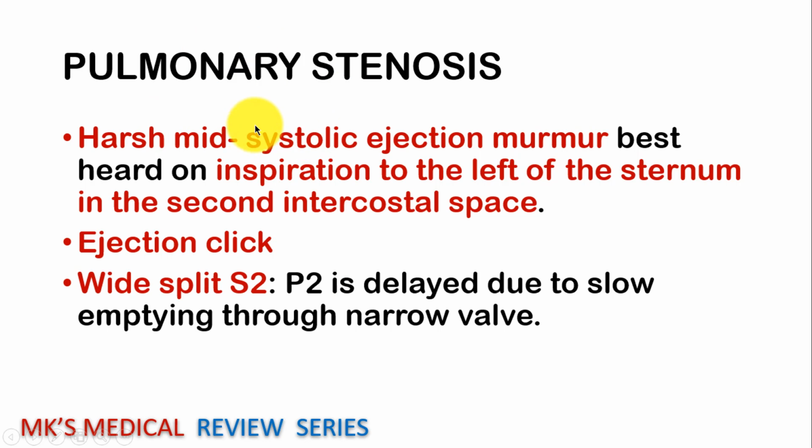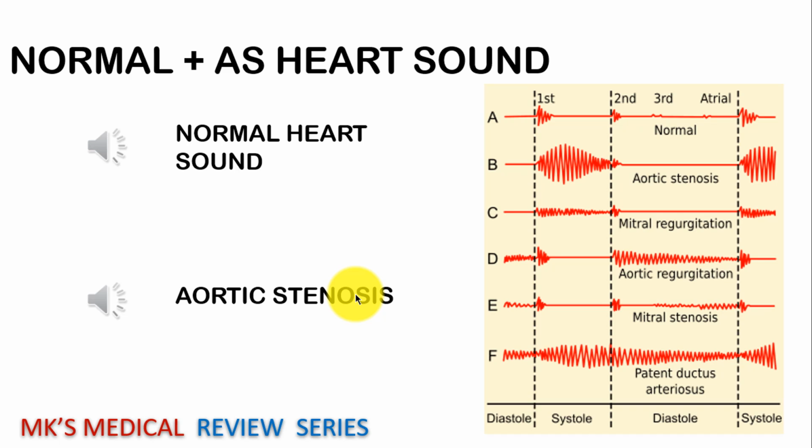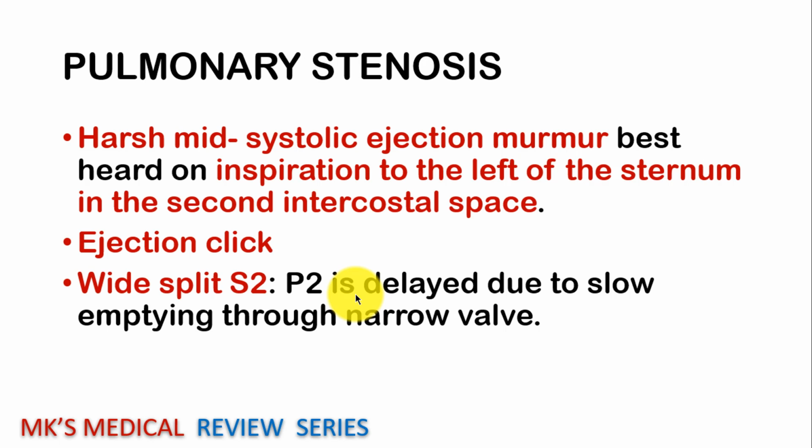So this is going to be a harsh mid-systolic ejection murmur that's best heard on inspiration at the left of the sternum in the second intercostal space, where you have your pulmonary valve. And of course, you may have an ejection click. You may sometimes have a wide split S2, so the P component is delayed due to slow emptying through a narrow valve. Okay, so it's pretty similar to the murmur of aortic stenosis.